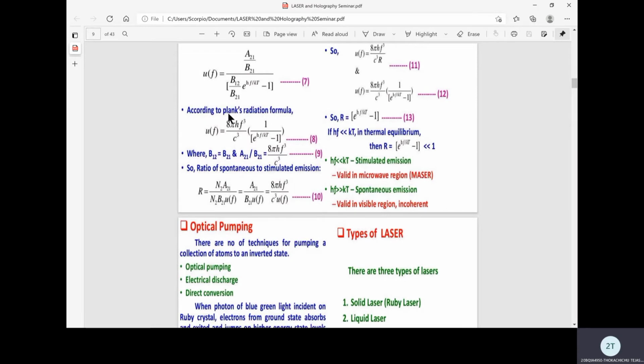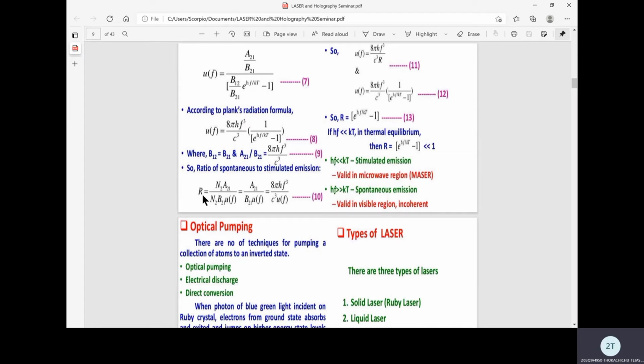Now comparing this Einstein's radiation formula to Planck's radiation formula, what we obtain is B12 equals B21. We can clearly see this because here the value is 1, so B12 by B21 equals 1. And also we can clearly see that A21 by B21 is equal to the constant 8 pi h f cube by c cube. So these are some important results on comparing the Einstein constants to Planck's radiation formula.